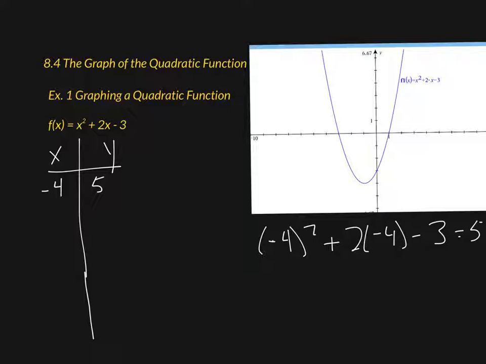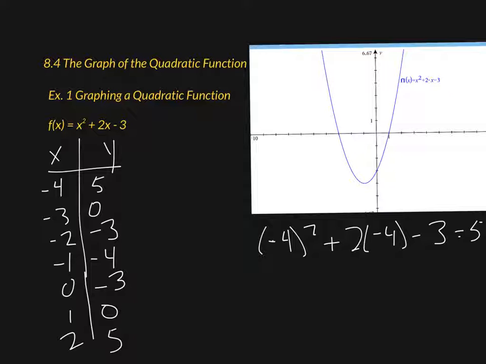I like to do negative 3, negative 2, negative 1, 0, 1, 2, 3. The book did negative 4, negative 3, negative 2, negative 1, 0, 1, 2. It doesn't matter really how many you do, but you probably want at least 5. It doesn't matter where the points are, but I would stick with those to make it easy. So we have negative 4, 5; negative 3, 0; negative 2, negative 3; negative 1, negative 4; 0 becomes negative 3 when you plug that in. 1 gives us 0, and 2 gives us 5.